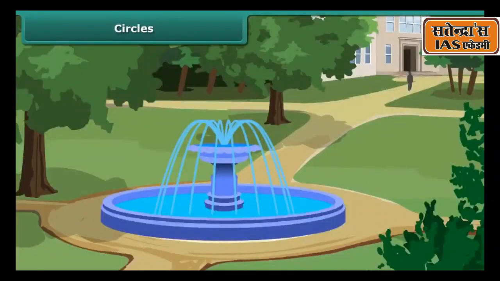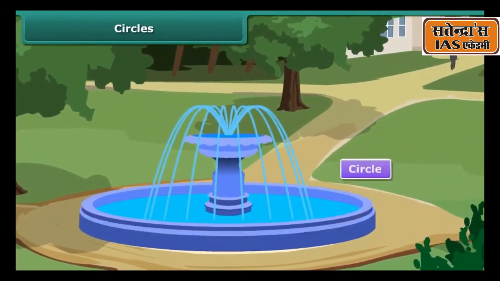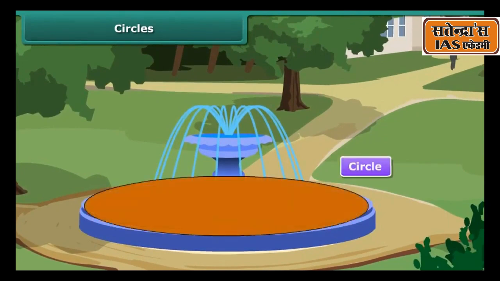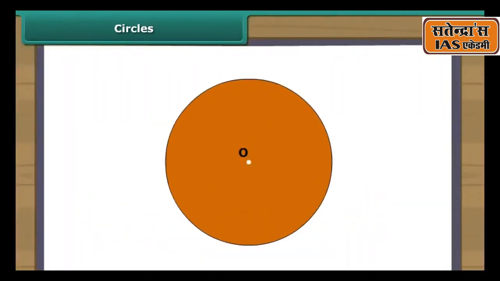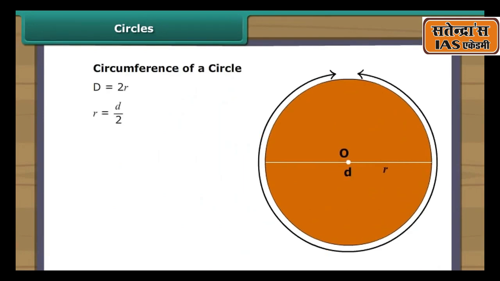Circles. Students, have you noticed the shape of the fountain? The fountain is in the shape of a circle. Can you measure the circumference of the circle? Yes. If you know the radius of the circle, then by using the formula of circumference of a circle. The circumference of a circle is the distance around a circular region, in other words, the boundary of the circle. The circumference of a circle is the product of a constant called pi and its diameter, or twice the product of pi and the radius of the circle.